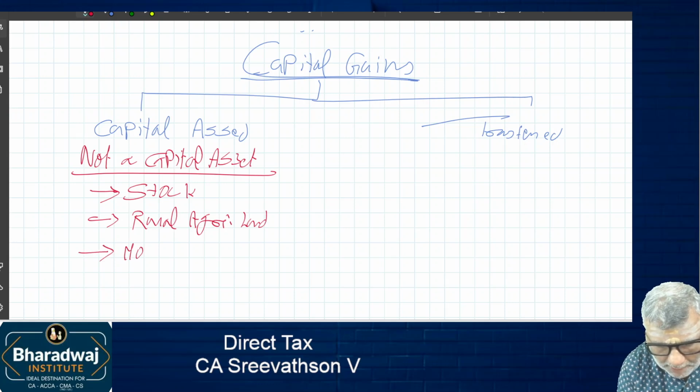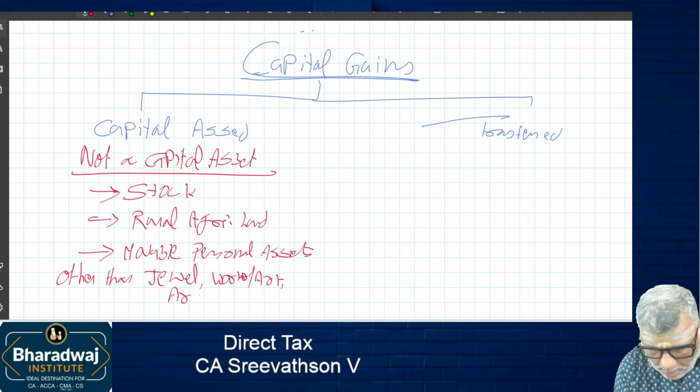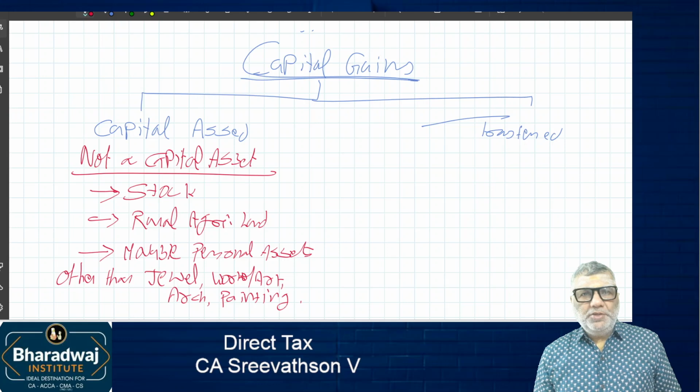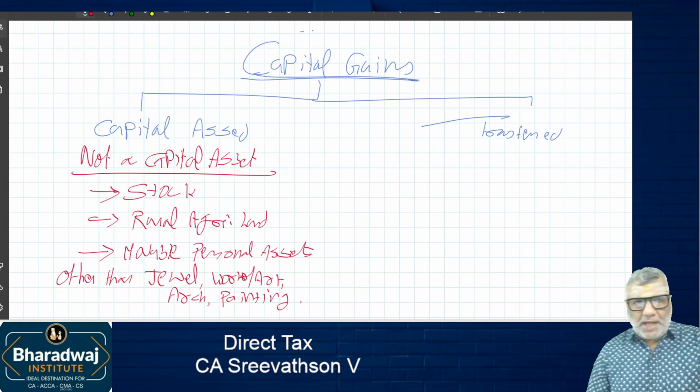Okay, movable personal assets other than jewelry, work of art, architecture, and painting. These are not capital assets. Don't worry about gold bonds and special bearer bonds. These are not capital assets.